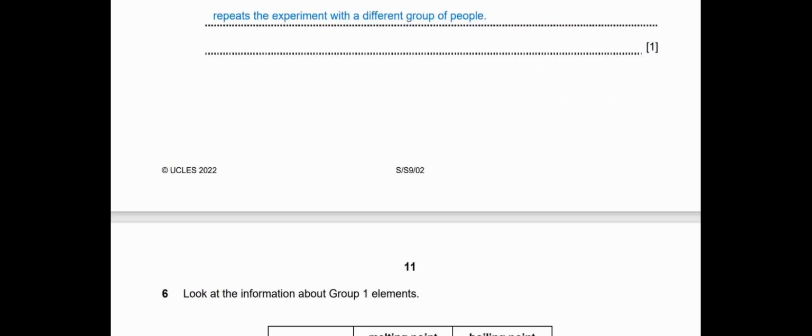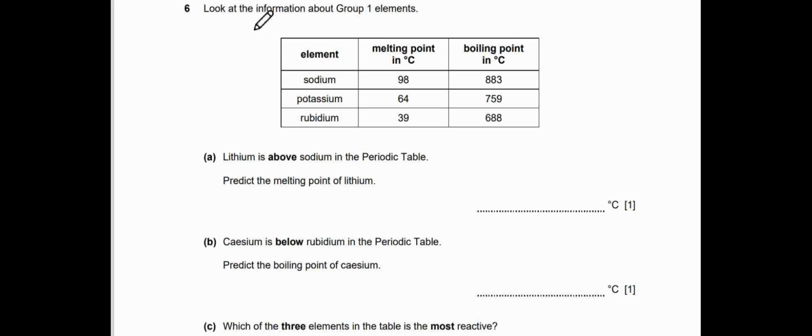Now we're on question 6. Question 6 says, look at the information about group 1 elements. Sodium, potassium, and rubidium. Melting point is this one, and boiling point. Lithium is above sodium in the periodic table. So lithium is above sodium in the periodic table. Predict the melting point of lithium.